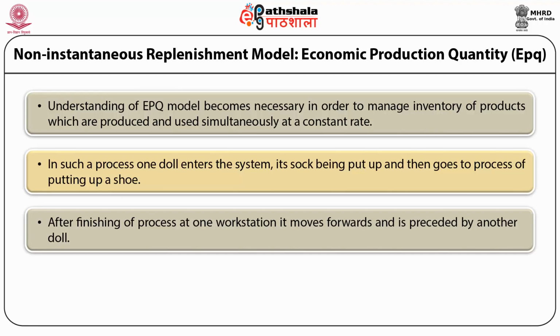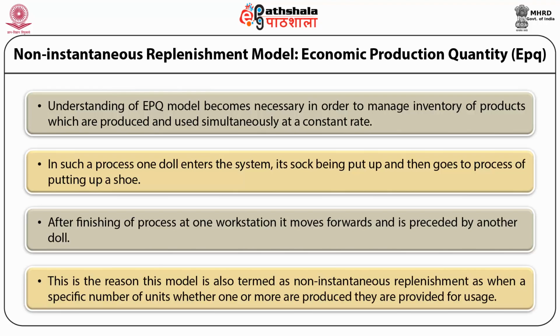Thus, products enter and leave one by one in sequence rather than being provided in one full batch as done in the EOQ model. This is the reason this model is also termed as non-instantaneous replenishment, as when a specific number of units, whether one or more, are produced, they are provided for usage. Out of the produced units, if a few are used, then the remaining becomes inventory.